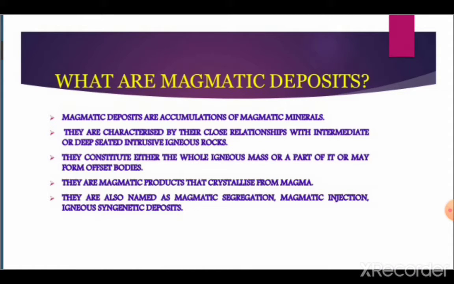What are magmatic deposits? The magmatic deposits are accumulations of magmatic minerals. These are formed in igneous rocks, at high temperature and pressure conditions, in the range of 900 degrees centigrade to 1500 degrees centigrade. These are formed due to crystallization of magma.